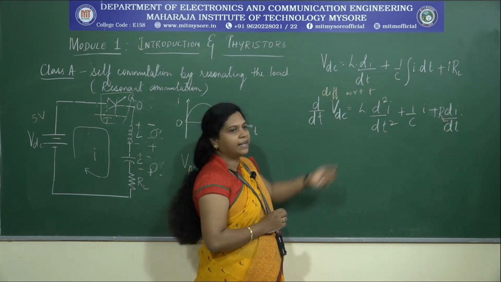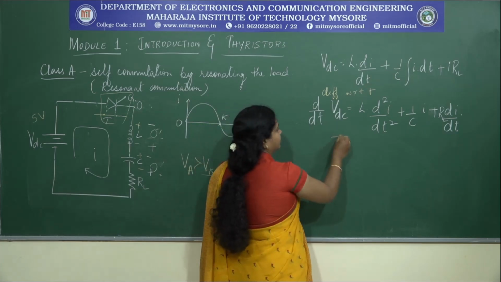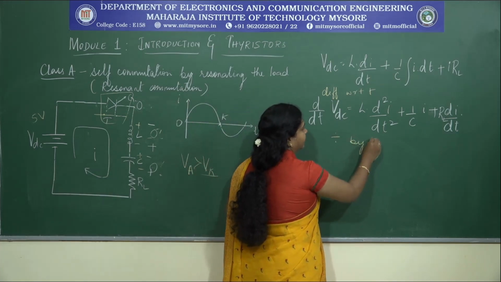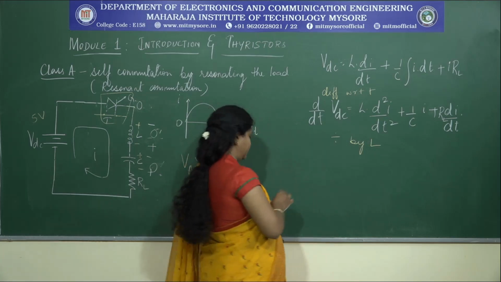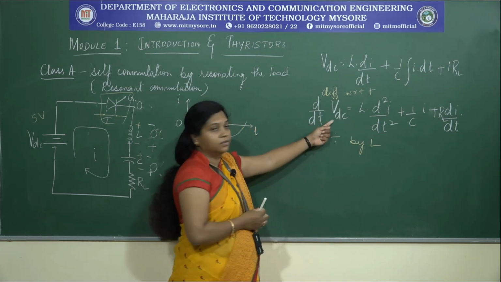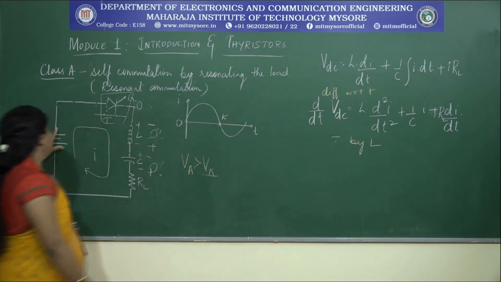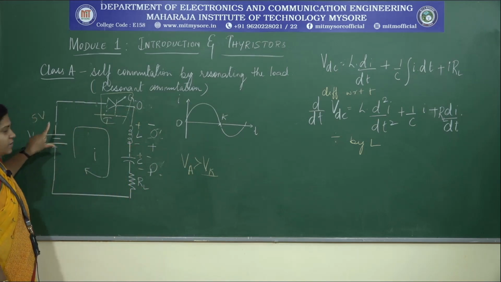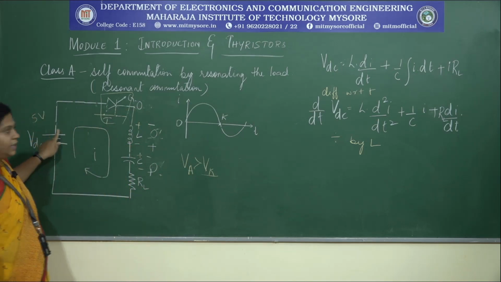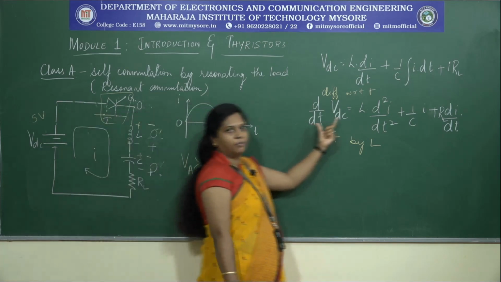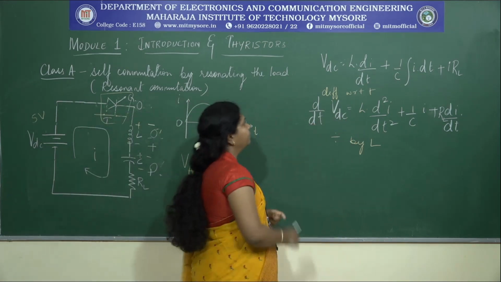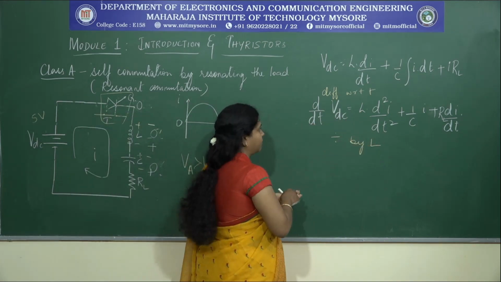Okay. Now let us divide the entire equation by L. Now see here, VDC. Does it vary with respect to time? It is a constant value, 5 volts, so there is no variation. So this value can be equated to 0. So we will rewrite this equation.